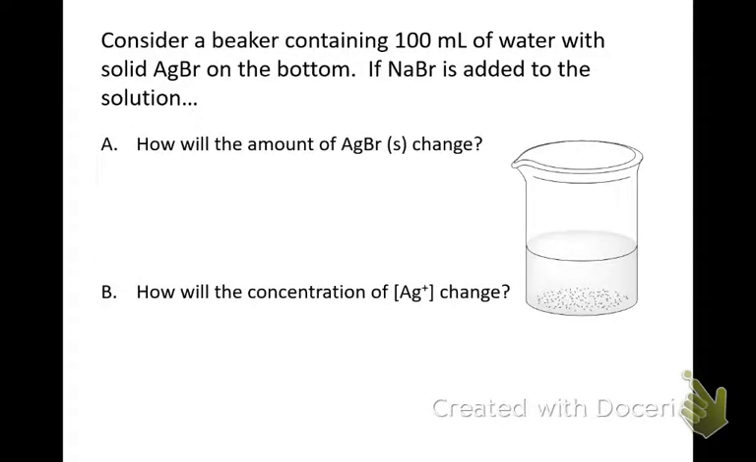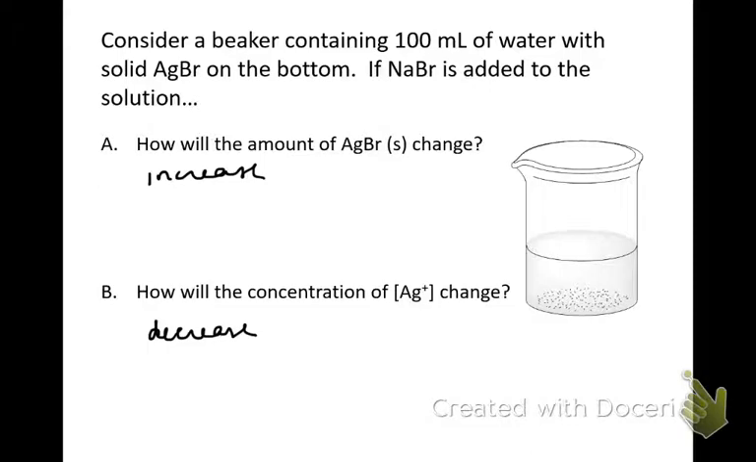Okay, let's consider that same 100 milliliter beaker with solid silver bromide on the bottom. If we add instead sodium bromide, how will that change the amount of silver bromide and also the concentration of silver plus ions? So the amount of silver bromide will increase and the concentration of silver plus ion in solution will decrease.